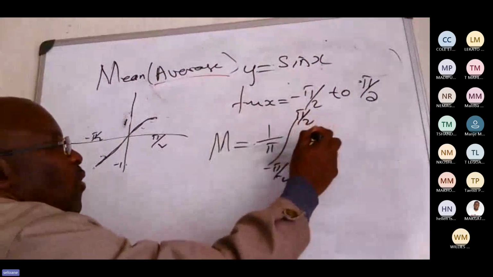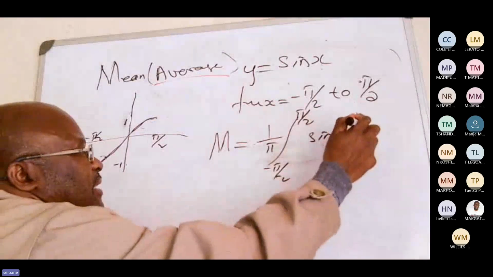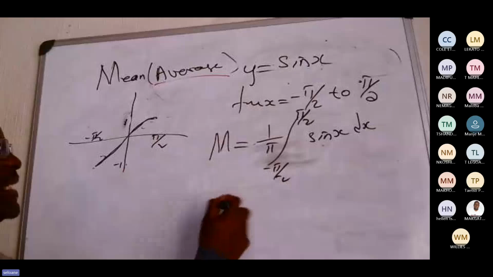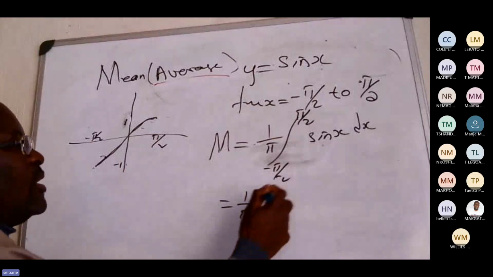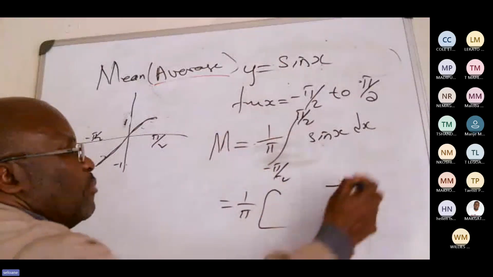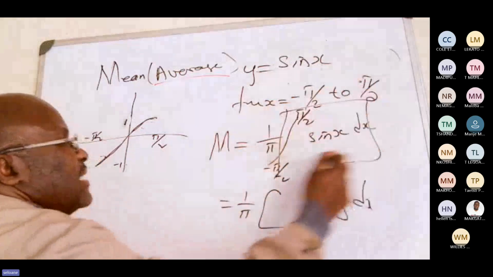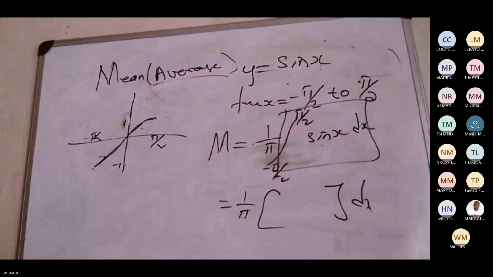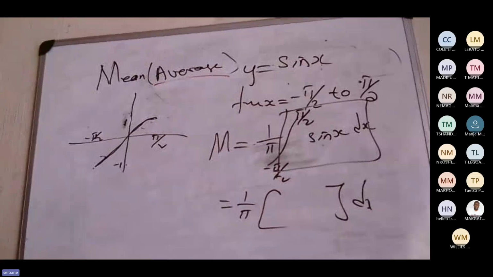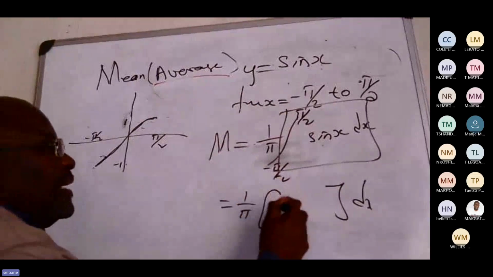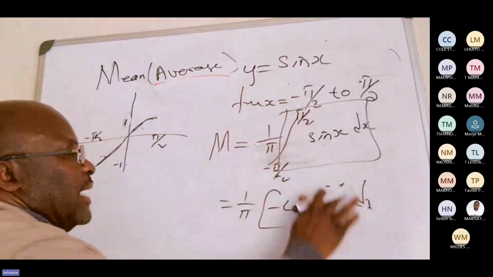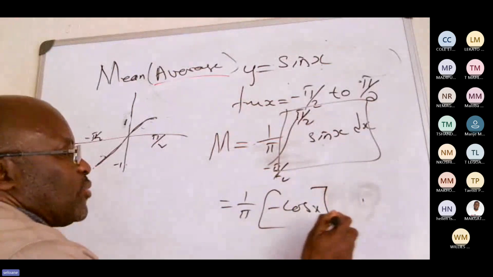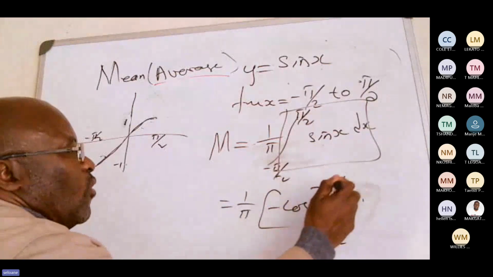What is y? y is sin x. Then that is this. Then this is again 1 over pi. Then the big elephant now, integrate this. And what is the integral of sin x? It is minus cos x. Then we just do this, from minus pi over 2 up to pi over 2.